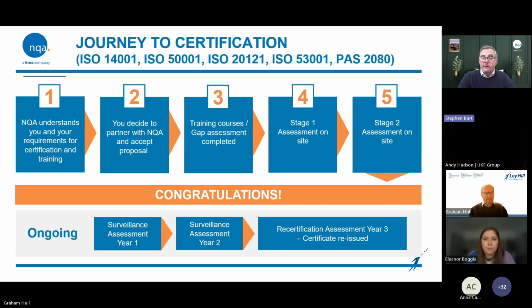So we go through an annual cycle. We call it a surveillance visit in year 1, and then a surveillance visit in year 2. And then in the 3rd year, before the certificate expires, we'll perform what's called a recertification assessment, which is a slightly bigger audit. It allows us to make sure that we've covered everything we need to cover over the 3-year period. Any findings that have been raised over that 3-year period have been addressed and prevented from recurring as well. And the output from that is a reissued certificate for another 3 years. So that gives you an idea of what the process looks like from our point of view.